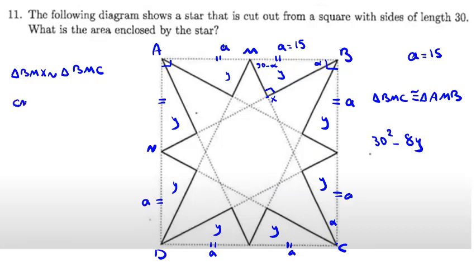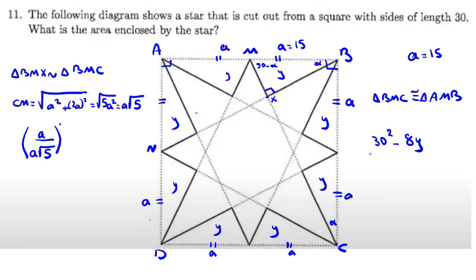So CM is what? CM by Pythagoras theorem is a squared plus 2a squared. If you simplify, it will be a squared plus 4a squared, which is 5a squared, so CM is a root 5. So the ratio of these two triangles will be a over a root 5. Now it's the ratio because we want to find the area. The ratio of their areas is this squared, area of BMX over area of MBC.